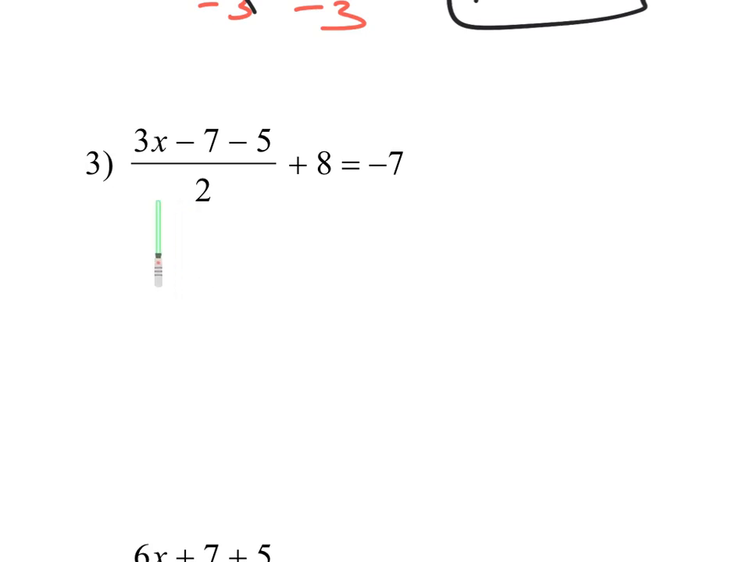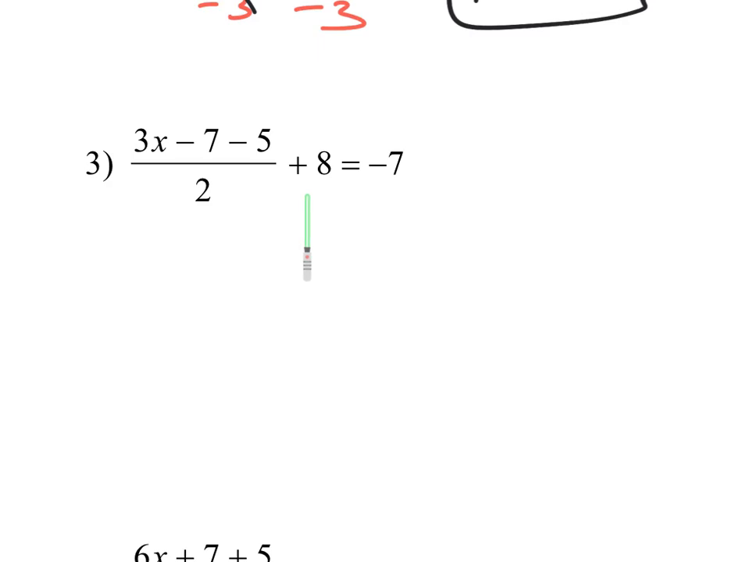Well, here's the issue. Not everything on this side is divided by 2. There's also a plus 8. Here's the deal. When you have a big long thing up top and then divided by 2, before you multiply by 2 to get rid of that, you want to make sure this whole division thing is actually by itself. Okay? So, before you can get this by itself, what do you have to do to this plus 8?